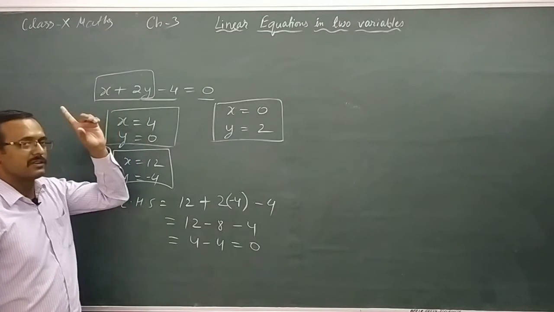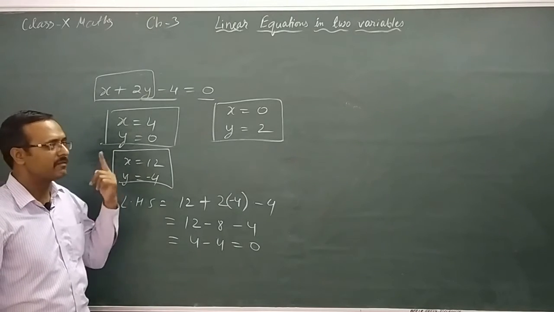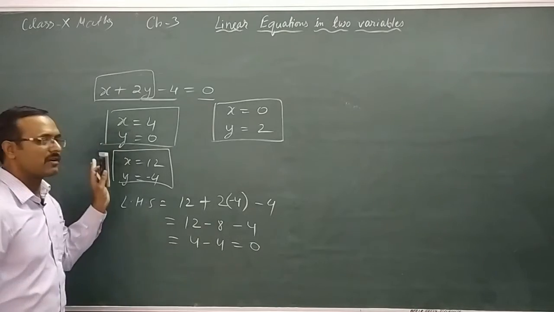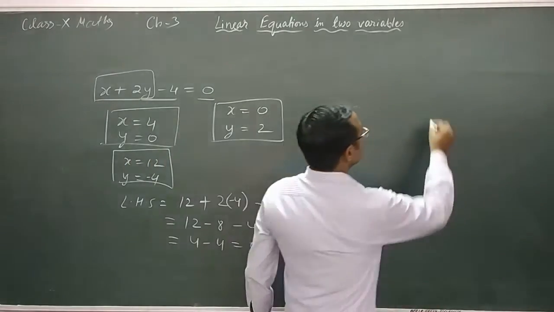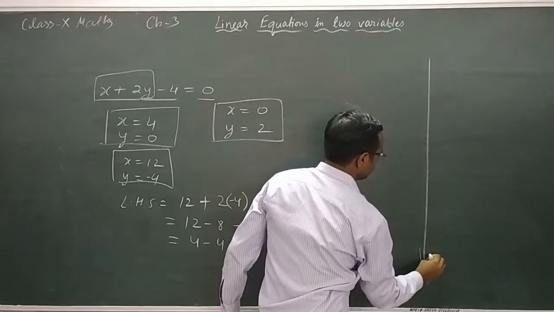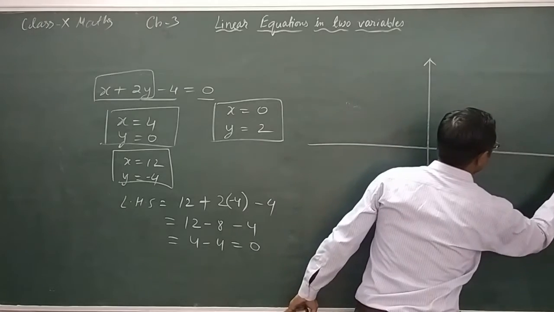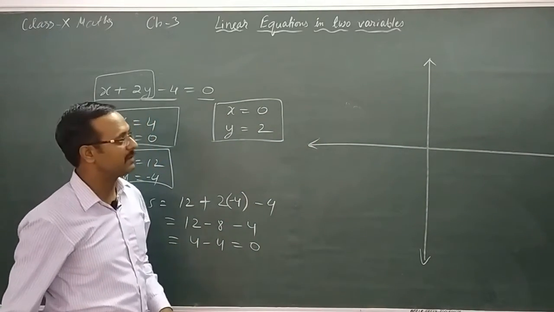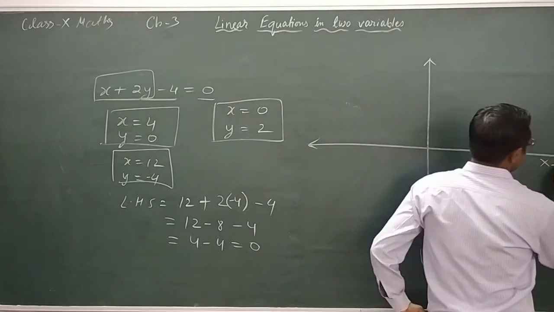So you can see a linear equation can have infinite solutions. A linear equation in two variables can have infinite solutions. Now let us see, can we draw a graph of this linear equation? Because it is a linear equation in two variables, we will require two reference lines, that is x-axis and y-axis.